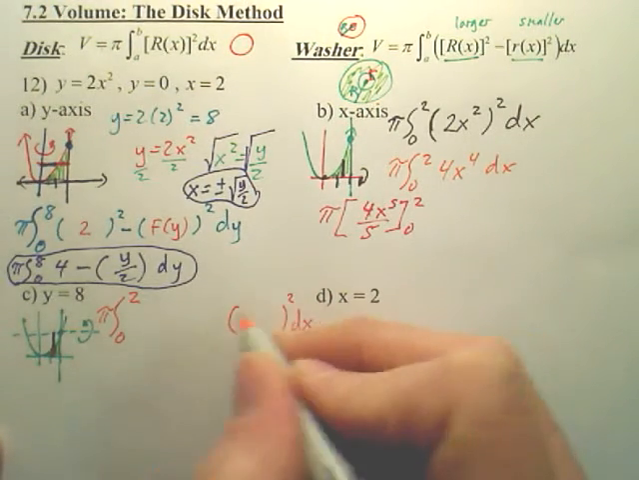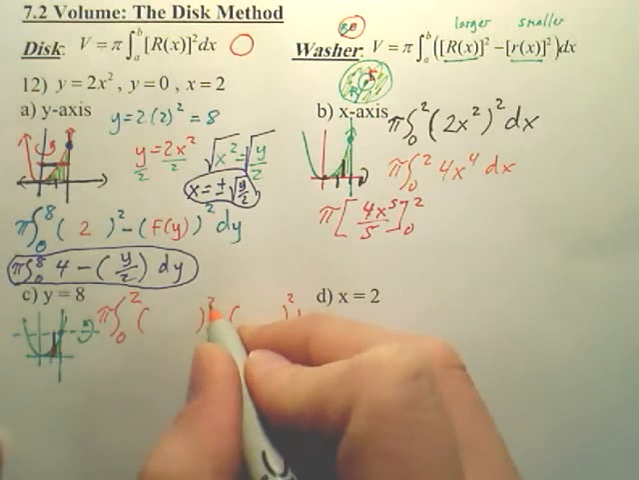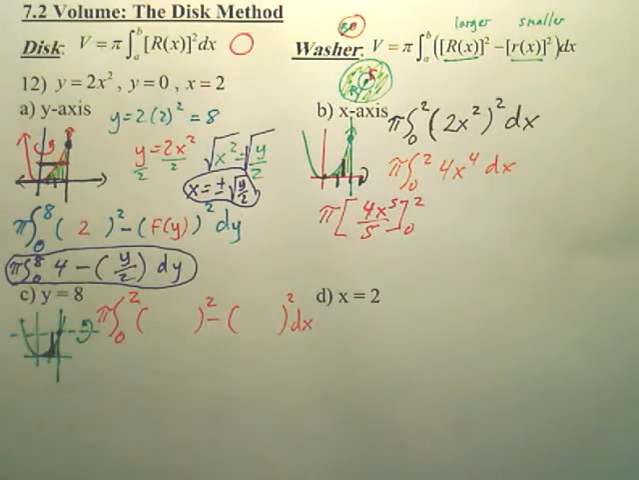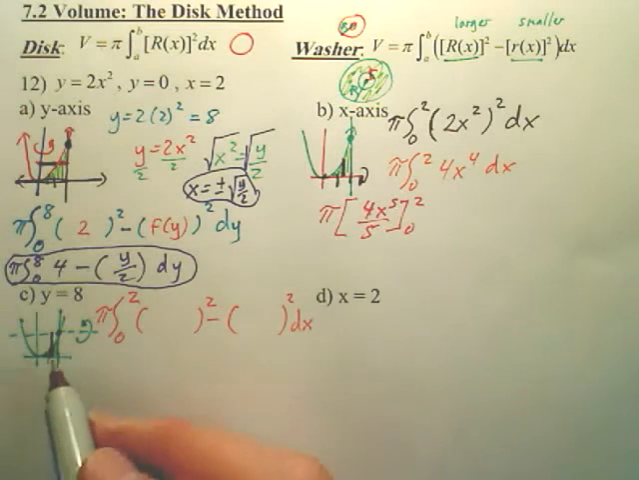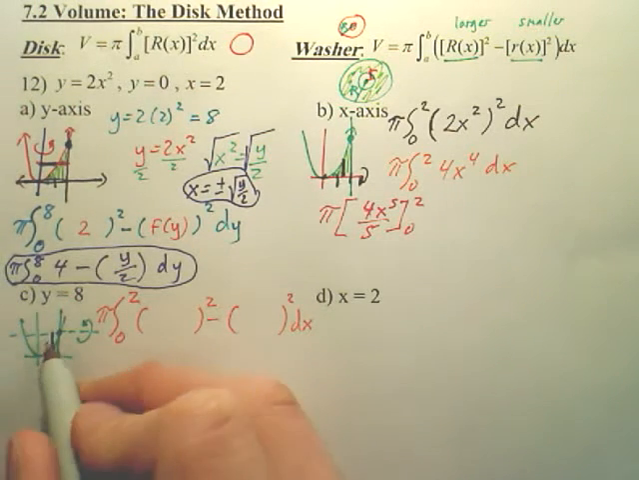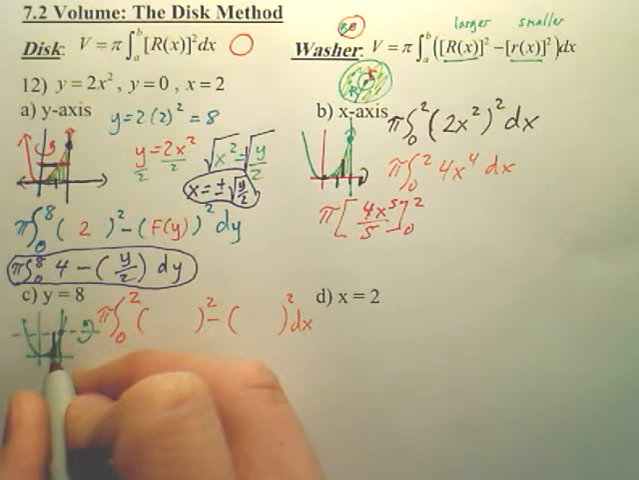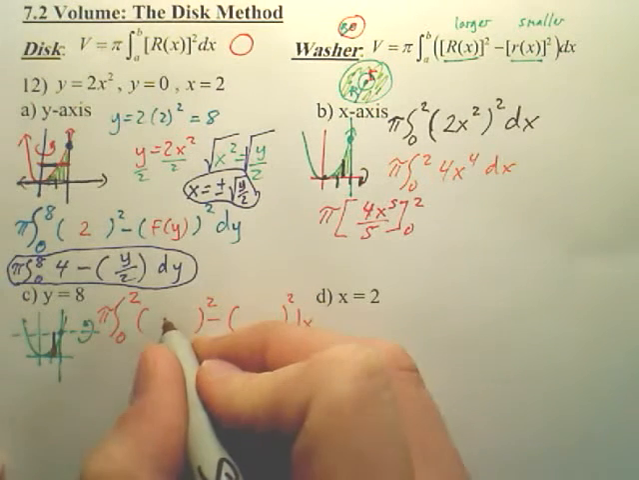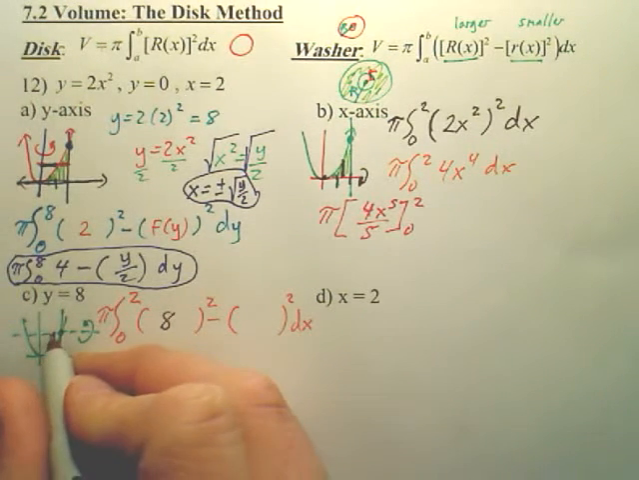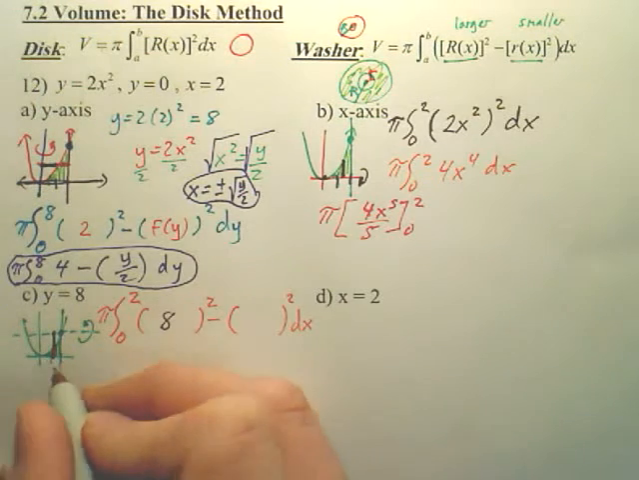We also know it's a washer, so we have two radii that are going to be subtracted. We just have to figure out the outer one and the inner one. Now, if I am, from this axis, creating my outer one, isn't it going to be all the way from here to here, and isn't it always going to be 8? So this is always just going to be 8. The distance from here to here is always 8.